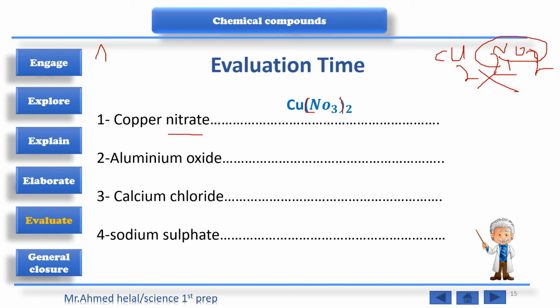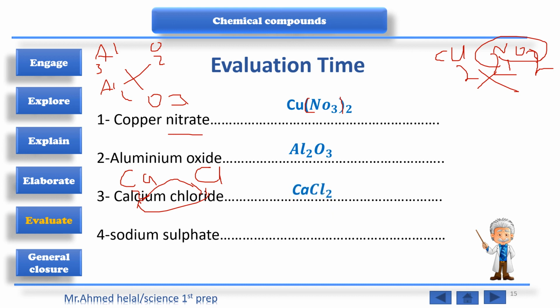Aluminium oxide. Aluminium is Al, it's trivalent, oxide, oxygen is divalent. It will be Al2O3. Calcium chloride. Calcium is Ca, chloride is Cl. This is divalent and this is monovalent. It will be CaCl2. Sodium sulfate. Sodium is Na, sulfate is SO4. This is monovalent and this is an atomic group, it acts as one atom, divalent. Make the change: Na2SO4. Excellent, Na2SO4.